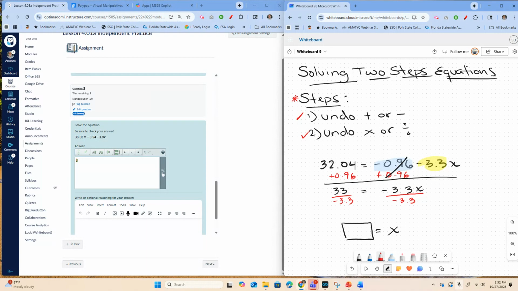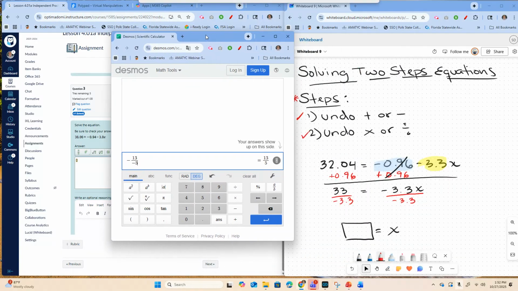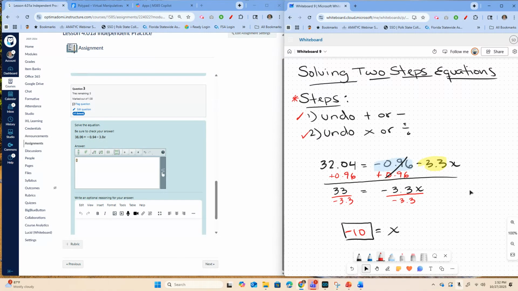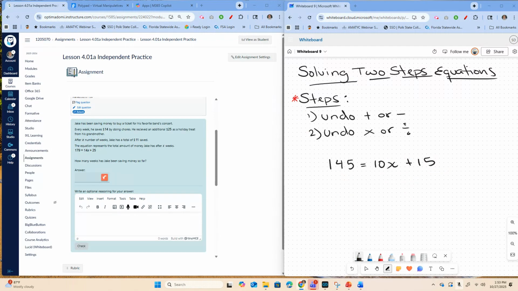I'll take the calculator. That's what I'm going to do now. I'm going to get my calculator. Here it is. And I'm going to do that division. So 33 divided by 3.3. Oh, I forgot that is negative. Let me backtrack. So negative 3.3. And you can see the answer is negative 10. And look, I got the x by itself. That's how you do these questions. Let's go to the next one.